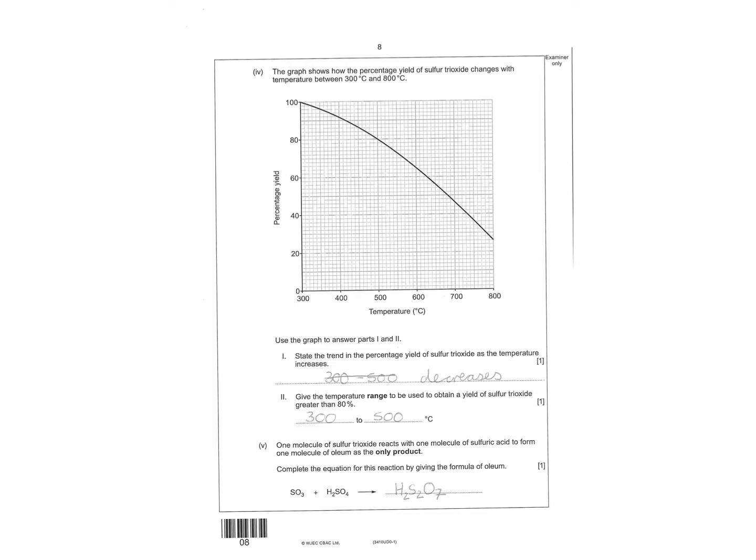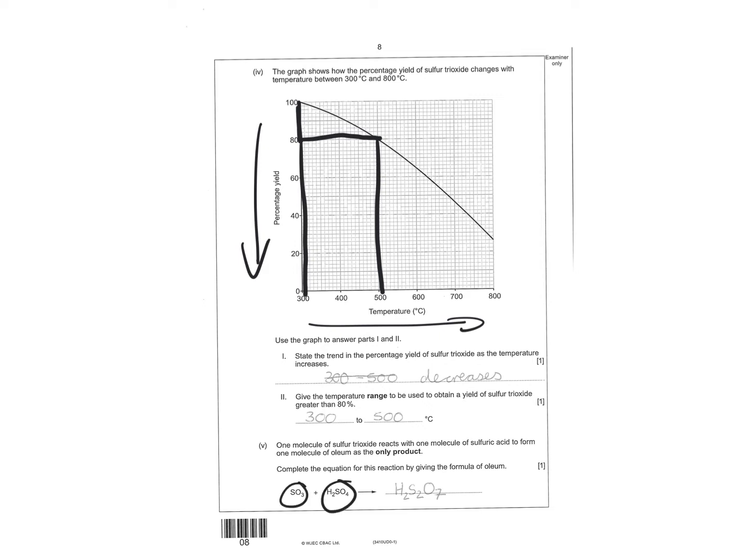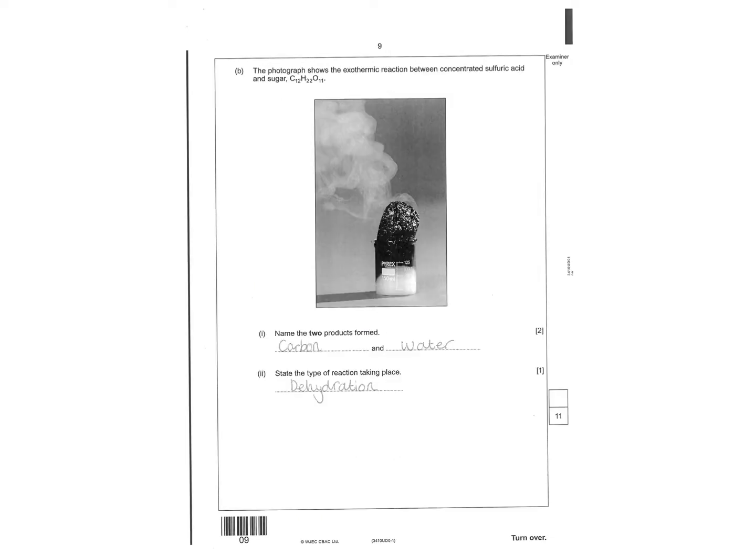Looking at this then, state the trend as the temperature increases, so as the temperature increases, the percentage yield decreases. Give the temperature range to be used to obtain a yield of sulfur trioxide greater than 80, so that's going to be somewhere between 300 and 500, because there's 80, so there's the values you're going to have. And then complete the equation for the reaction by giving the formula of oleum, so you're just adding these two together. So you've got 2 hydrogens, 2 sulfurs and 7 oxygens.